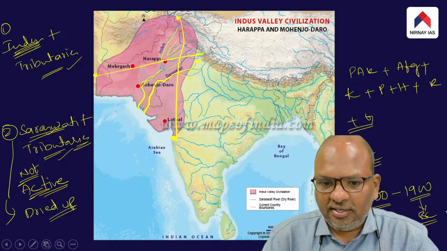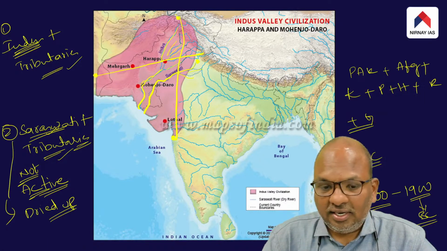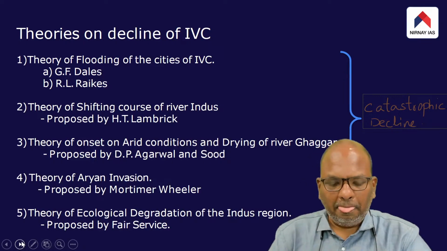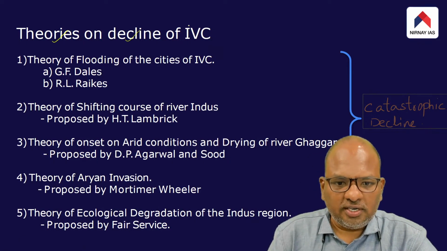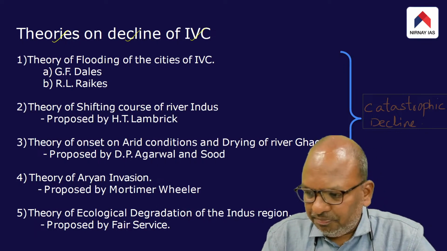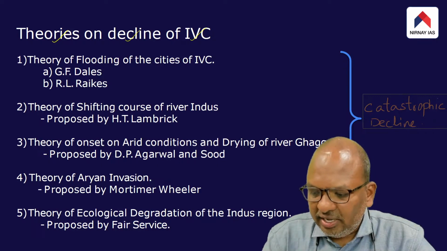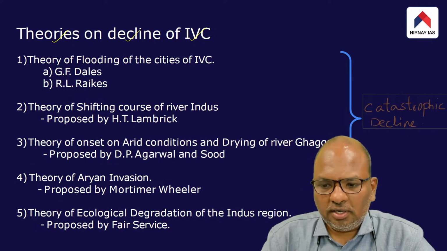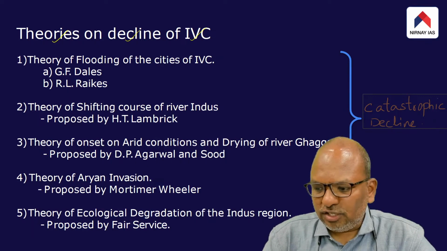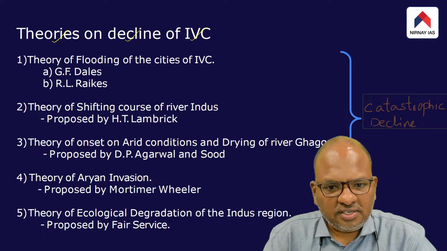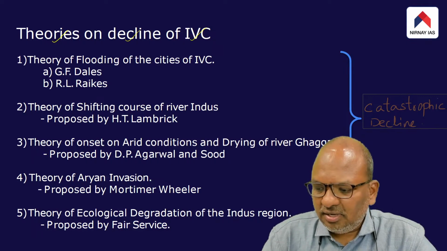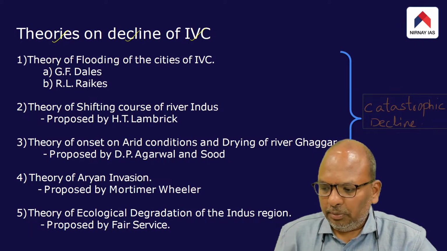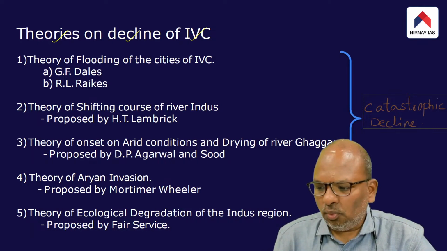Now we will make an attempt to understand why Indus Valley civilization declined. That's the point. That attempt we will be making in this class. So basically, several scholars have proposed several theories to explain the decline of the Indus Valley civilization. The scholars are not on the same page as far as the decline is concerned. Different scholars have suggested different reasons for the decline of the civilization. Got the point? So let us take a look at all of these theories one after the other.